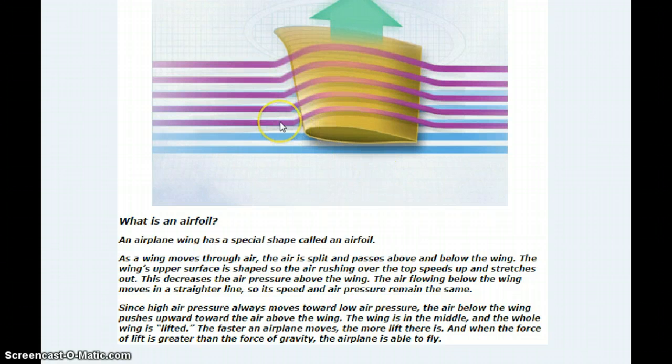The wing's upper surface is shaped so the air rushing over it speeds up and stretches out. This decreases the air pressure above the wing. The air flowing below the wing moves in a straighter line, so its speed and air pressure remain the same.